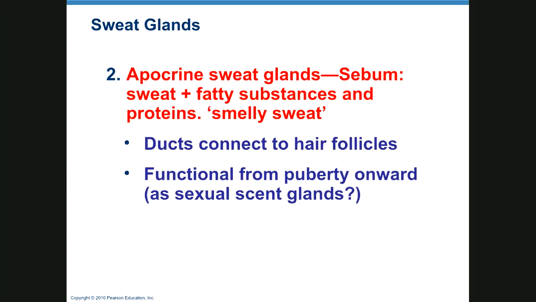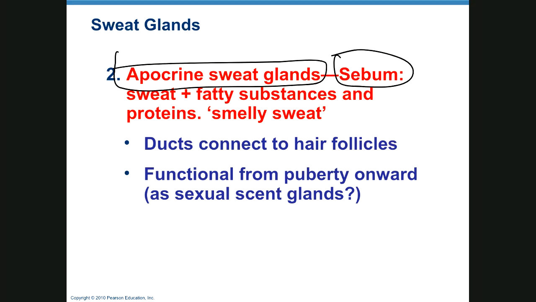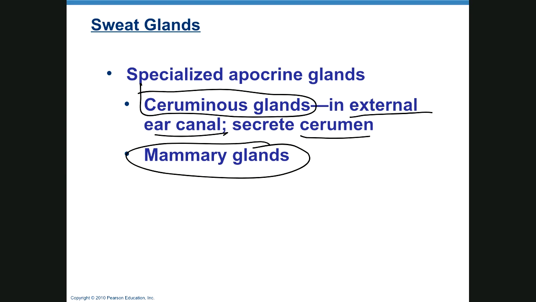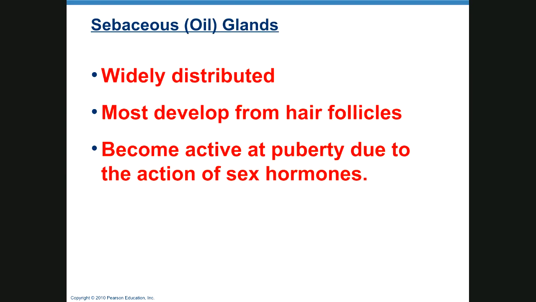The other type of sweat gland are the apocrine sweat glands. They secrete a mixture of oil called sebum plus a protein that smells. And they start working at puberty, so they are sexual scent glands. Other forms of specialized sweat glands are ceruminous glands, which create the cerumen or wax found in the external ear. Mammary glands are another modification of sweat glands. So those are the sudoriferous glands.